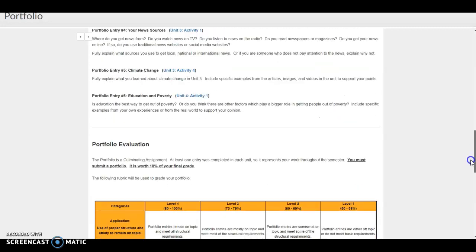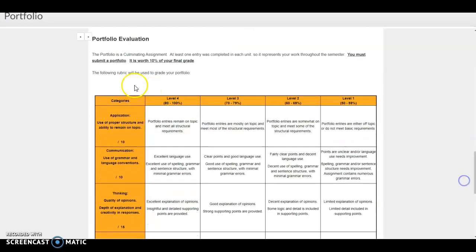And if we continue on, we'll see your portfolio evaluation. So this is a culminating assignment. Each entry was completed, or pardon me, I should say at least one entry was completed in each unit, so it represents your work throughout the whole semester. And so you must submit a portfolio. It's a mandatory part of the assignment. A mandatory part of the course. And as I previously said, it's worth 10% of your final grade.